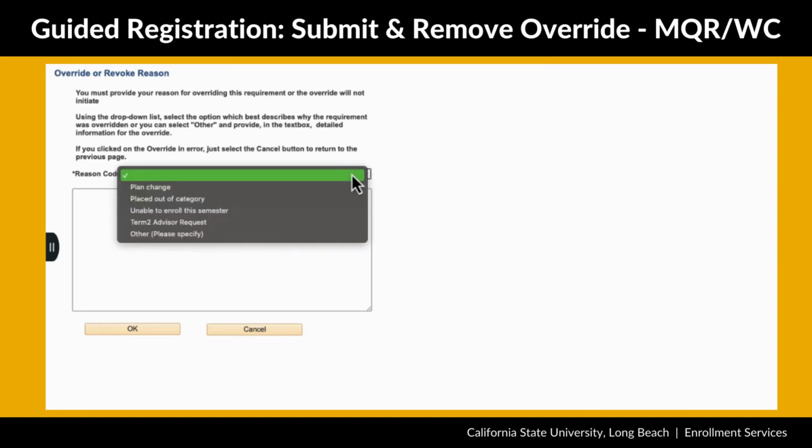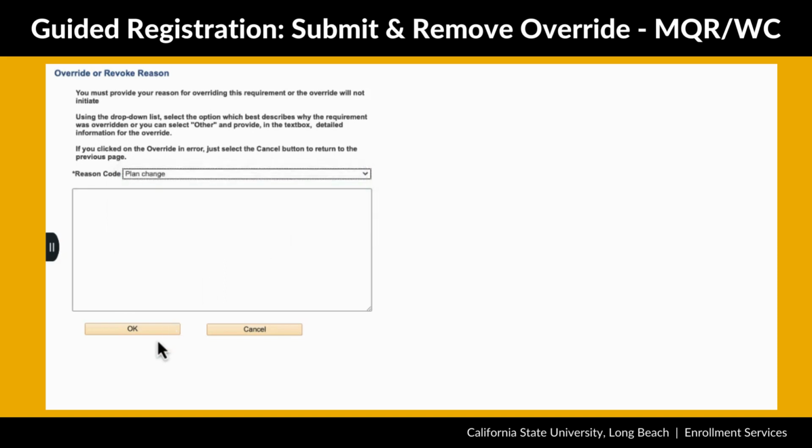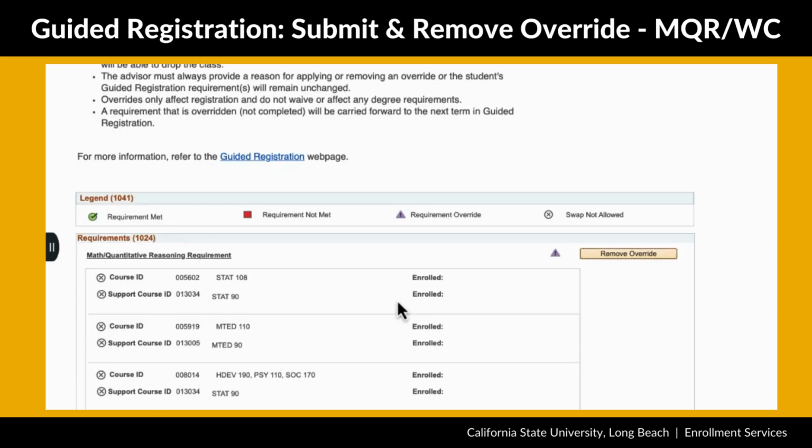You will be asked to provide a reason for the override. Use any of the options in the drop-down menu which best describes the reason. You can use the Other Option text box to include a comment or explanation. Then click OK to submit the override once complete.